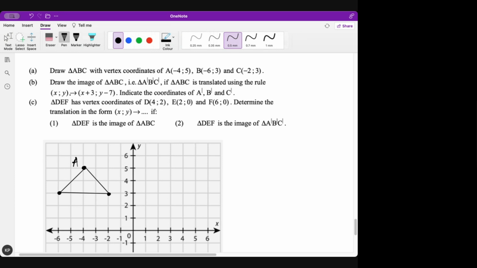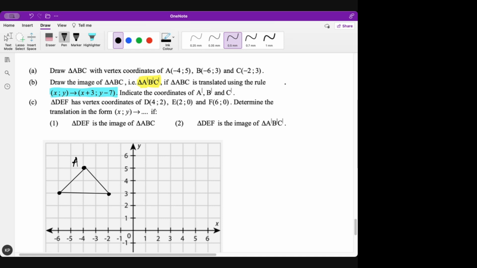There we go. Draw the image of triangle ABC, which will be notated in the following way. Do you see how you notate it then, guys? The image or the translation will have the prime after every letter. So triangle ABC will be moved, and that new translation is called triangle A prime, B prime, C prime. If it is translated using the rule, oh, now they gave us a rule. They gave us a rule, and we have to move all of these points.